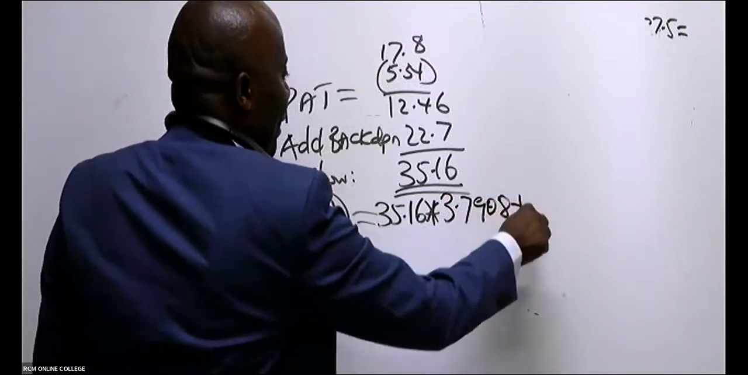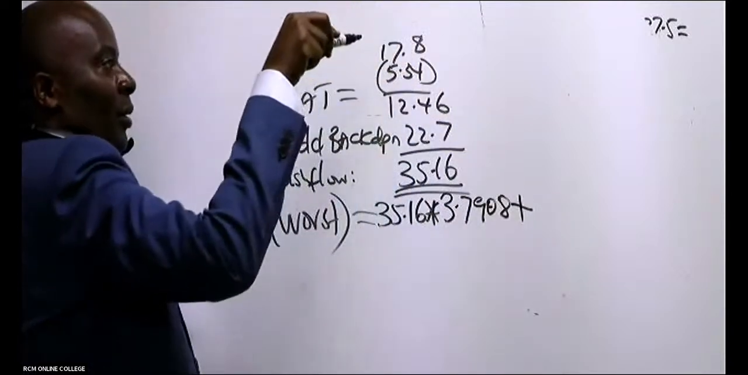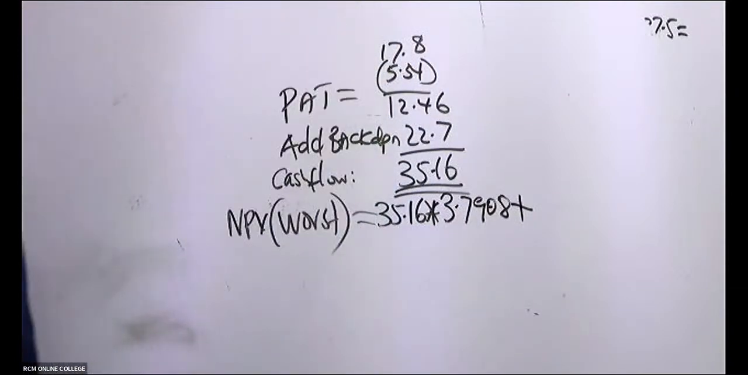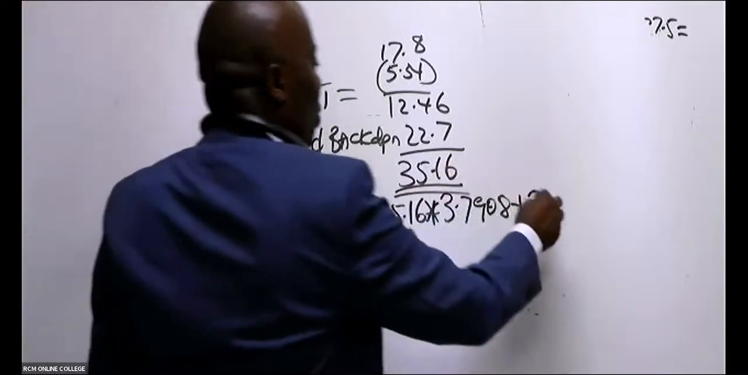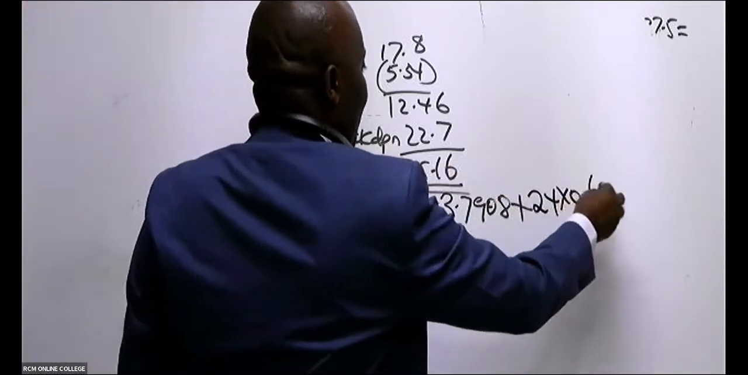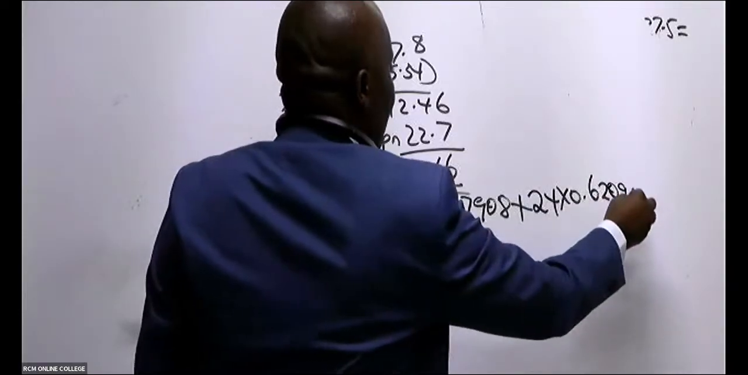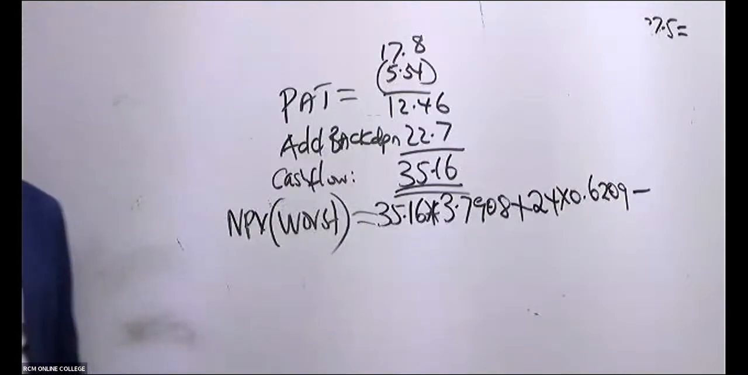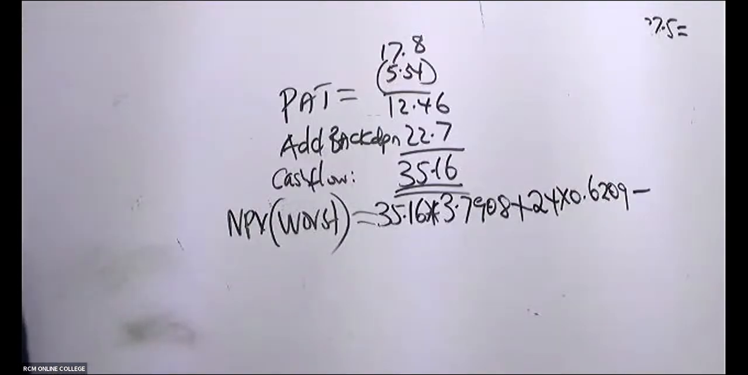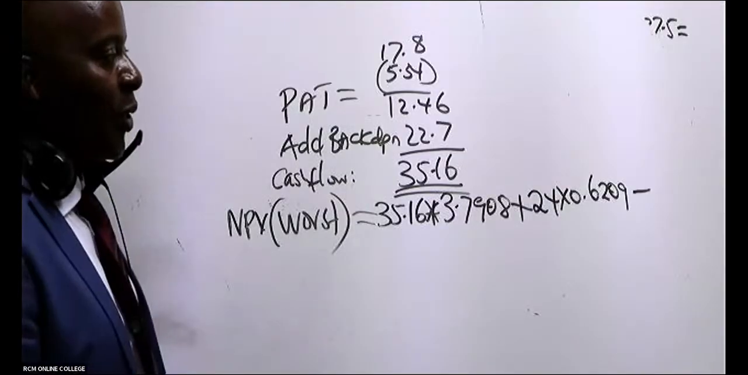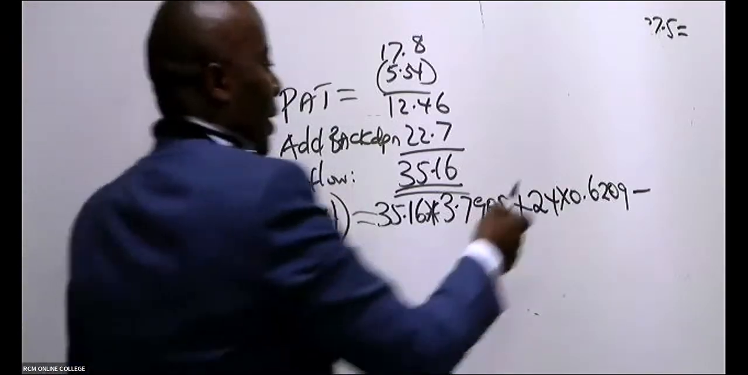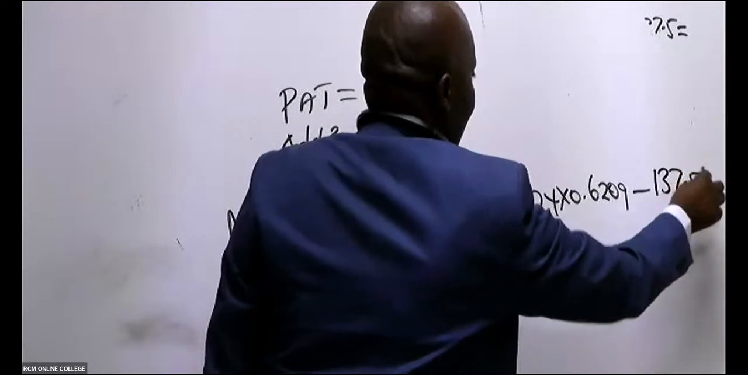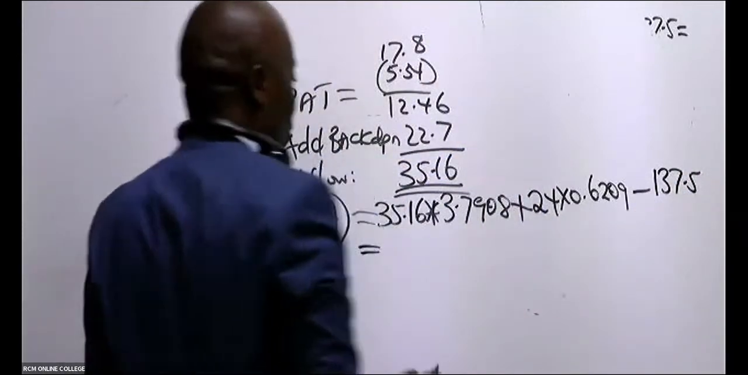3.7908. Plus, in this case, that's scrap, the terminal. The terminal had given me a number, if I remember very well. 24, so 24 times 0.62. In this case, you remember the initial outlay is an outflow. It must always be subtracted. 137.5. So then this will end up giving us what net present value?